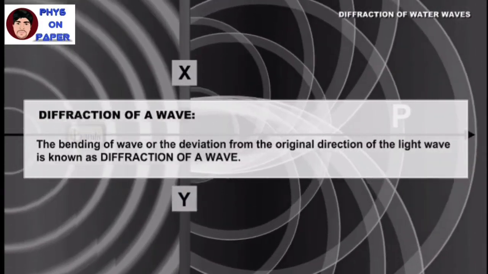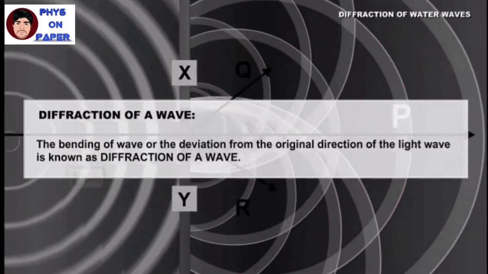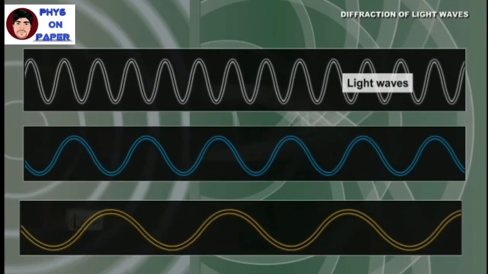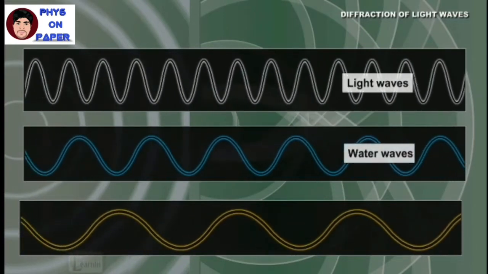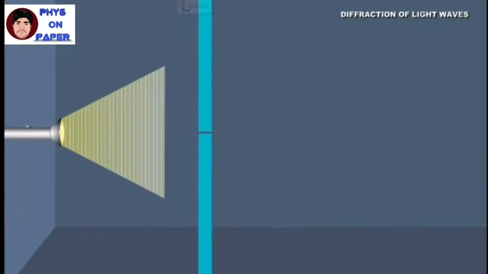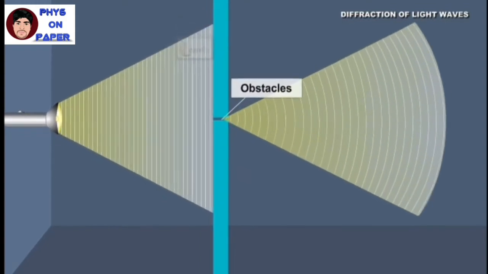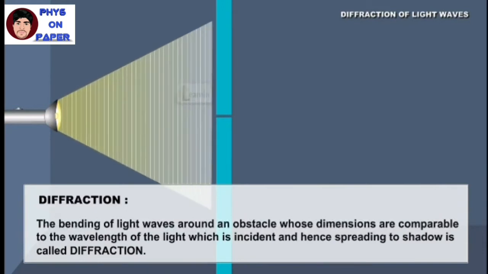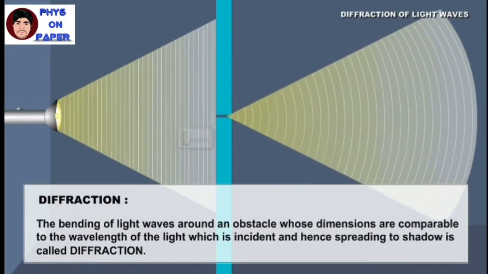The bending of a wave or deviation from the original direction of the wave is known as diffraction of a wave. Let us discuss diffraction of light waves here. The wavelengths of water waves and light waves are quite small compared to that of sound waves. Thereby, diffraction requires a small obstacle for observation during this experimentation. Let us look further into the definition of diffraction. The bending of light waves around an obstacle whose dimensions are comparable to the wavelength of the incident light, hence spreading into a shadow, is called diffraction.